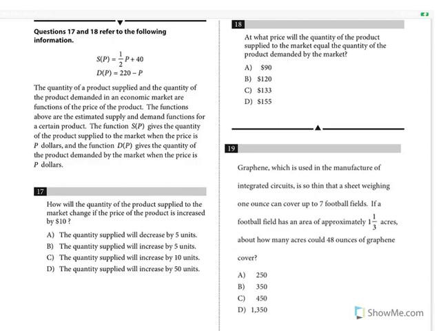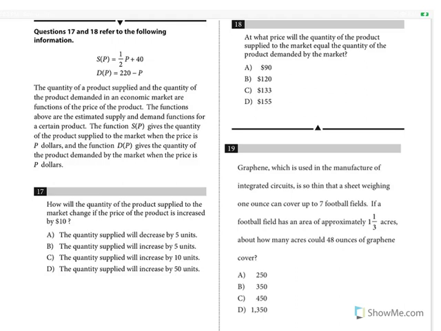All right. The quantity of a product supplied and the quantity of the product demanded in an economic market are functions of the price of the product. The functions above are the estimated supply and demand functions for a certain product. The function S of P gives the quantity of the product supplied to the market when the price is P dollars, and the function D of P gives the quantity of the product demanded by the market when the price is P dollars. How will the quantity of the product supplied to the market change if the price of the product is increased by $10?